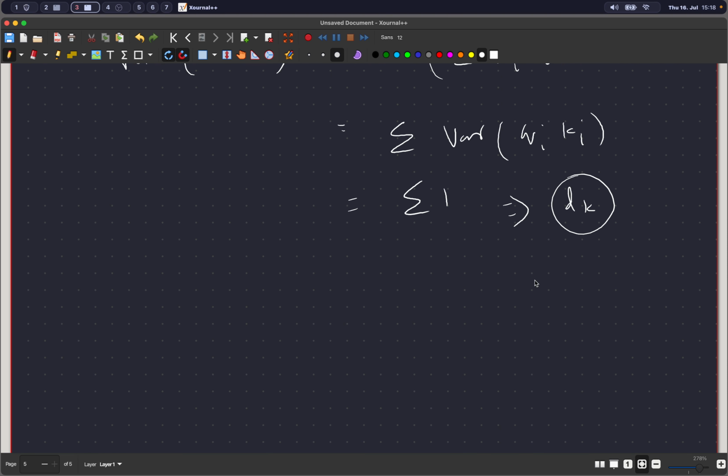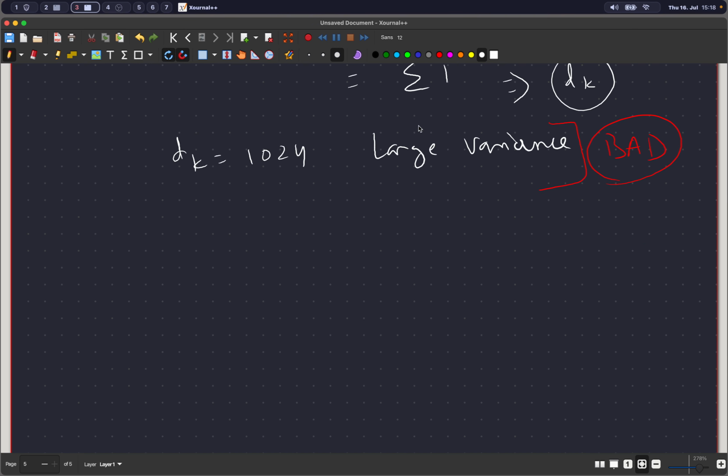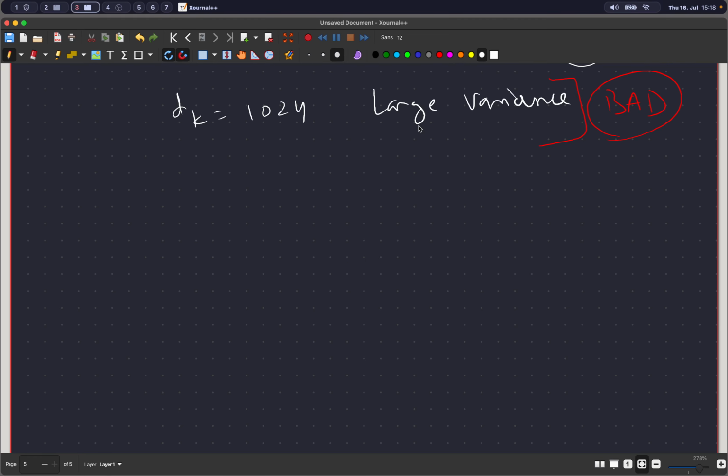So if dk is very huge, let's say the dimension we are dealing with is 1024, we have a very large variance, which is very bad. We don't want a lot of variance in our multiplication. With large variance, some dot products will be very large, some very small. Now, if we give this to softmax, remember we are applying the softmax function over qk and the scaling factor. What if the scaling factor was not there? The softmax outputs will be pushed to the extreme.